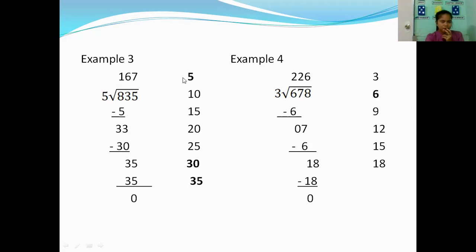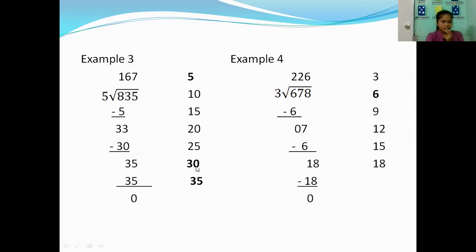5 is in the first place, so we write here 1. Then multiply 1 times 5 is 5. Then subtract, 8 minus 5 is 3. Then bring down the next number, which is 3. So we have now 33. So let us find the 33 here.